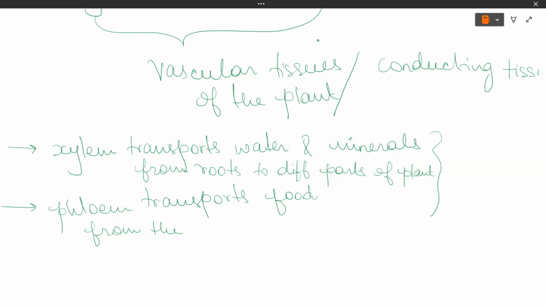Root? Leaves, dear. Where does photosynthesis take place? It takes place in the leaf mostly, isn't it? That is the reason why the leaf is the kitchen of the plant. So the phloem transports food from the leaves to the different parts of the plant.